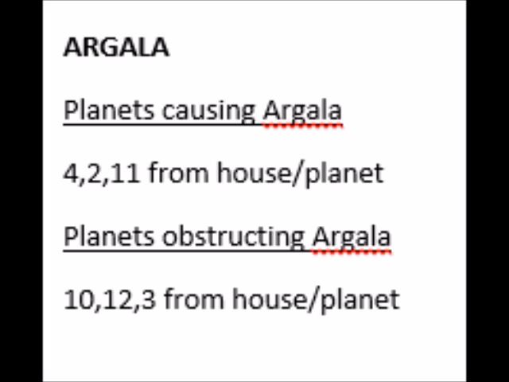Say for example, if you want to know about somebody's work or career area, which is the 10th house, find out the primary Argalas of the 10th house, which will be the 4th, the 2nd, and the 11th house, and see what planets are sitting there. So planets sitting in the 4th, 2nd, and 11th from the 10th house will be the primary Argala of the 10th house, and the obstructors of that Argala will be the planets sitting in the 10th, the 12th, and the 3rd house from the 10th house. So first see what are the Argalas of that house of profession, then see whether they are auspicious or inauspicious, and then see what planets are obstructing such Argalas.